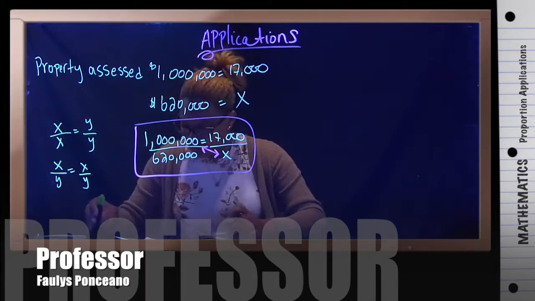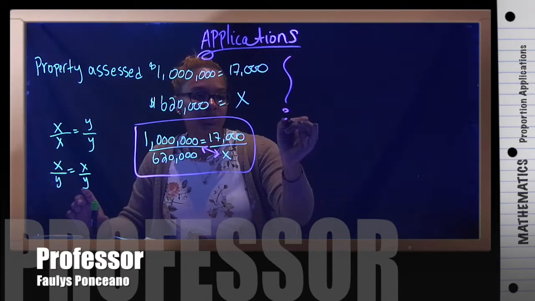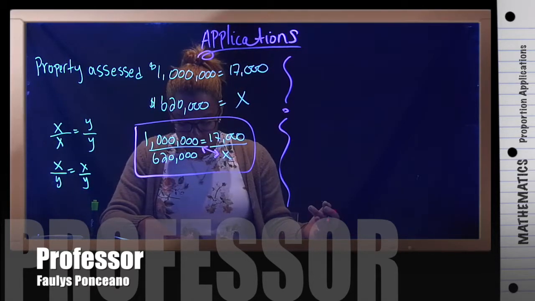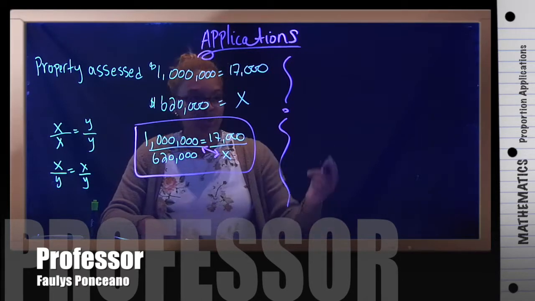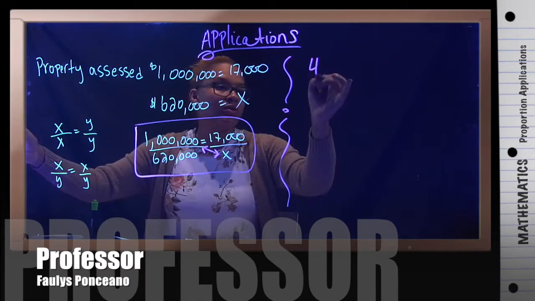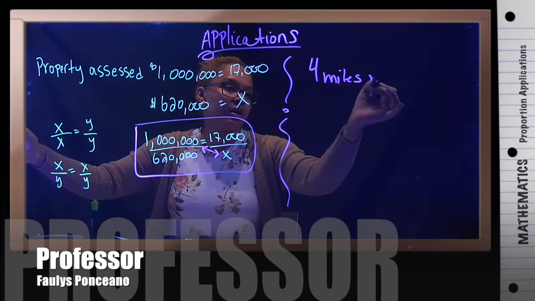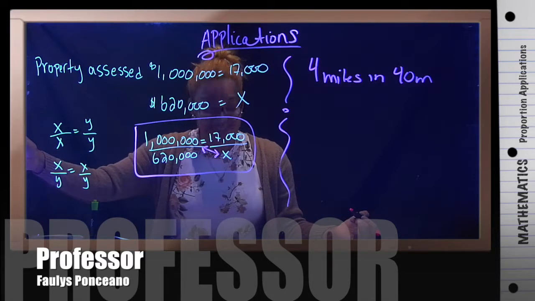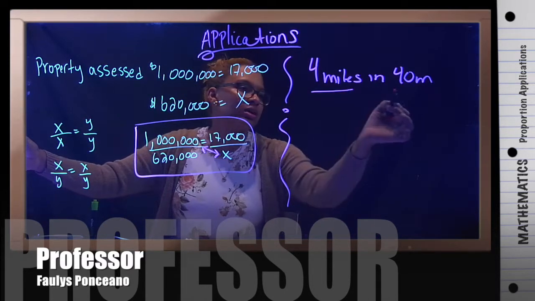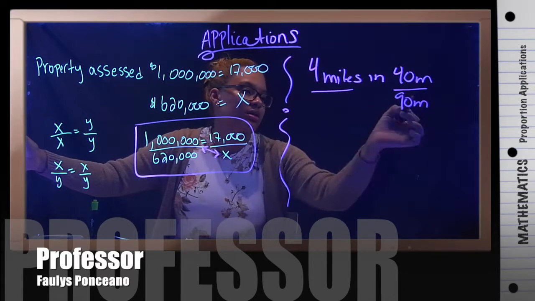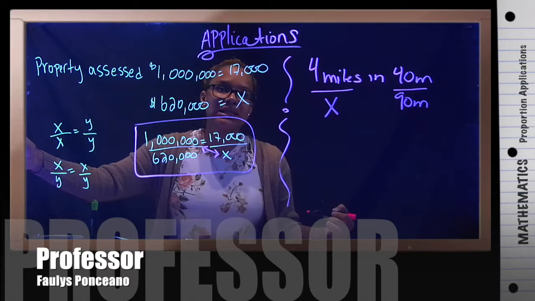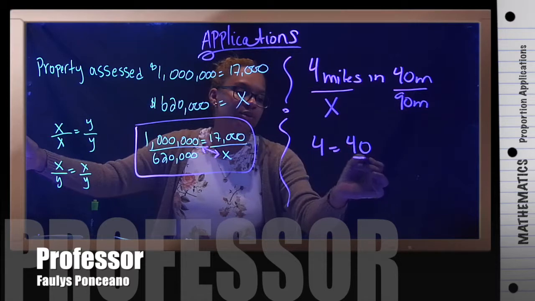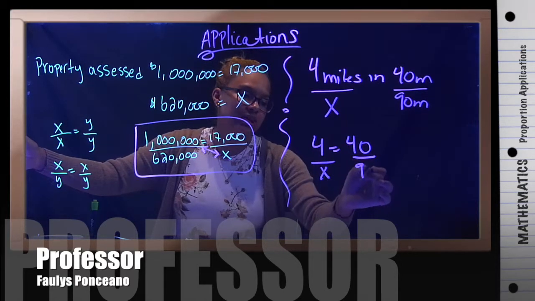Now the other question wants you to take it a step further. It says if Karen walks 4 miles in 40 minutes, how far will Karen walk in 90 minutes? So in 90 minutes, how far will she walk? And that's your proportion: 4 miles equals 40 minutes, x miles equals 90 minutes.